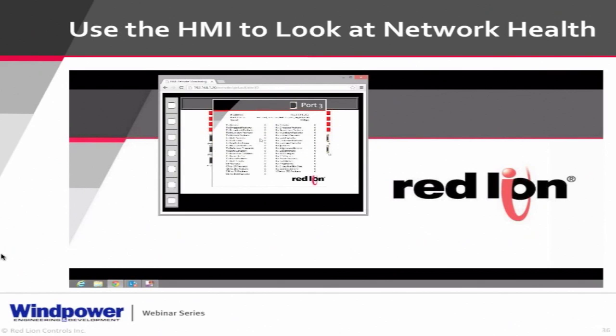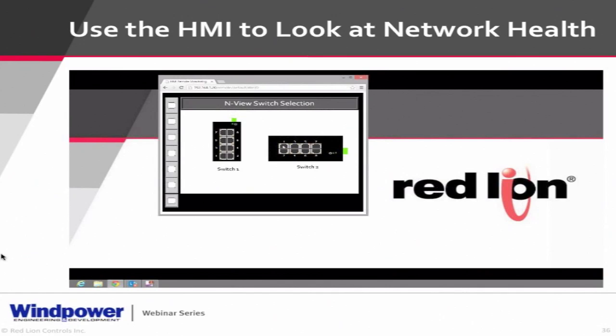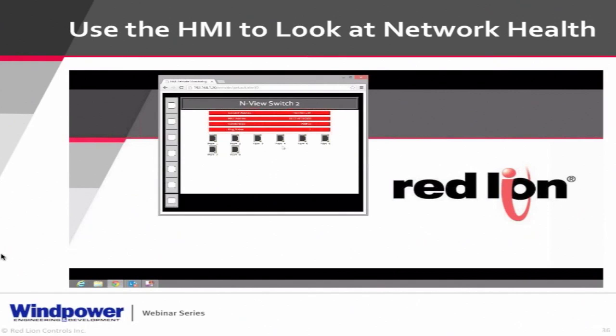So we could set up an alarm to look for those, and then send us a text message if something were to happen. We could do that on too much bandwidth going through or too much being used, broadcast storm, tons of different things that we can alert on using the G3 HMI.